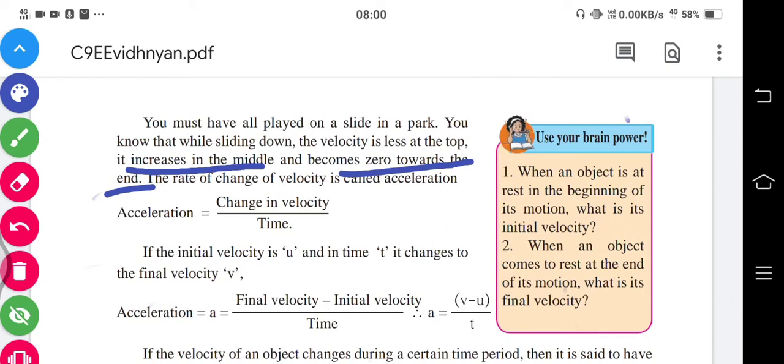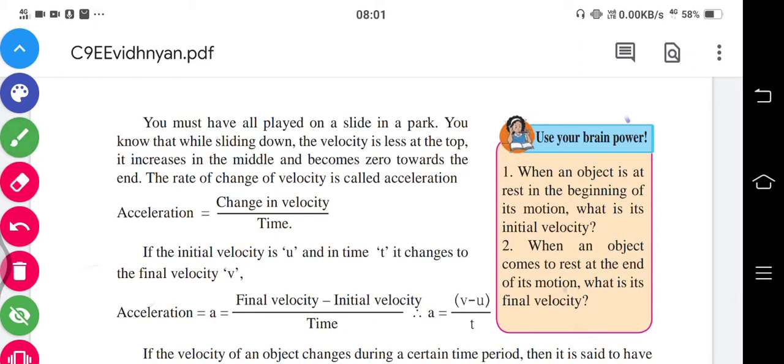Means the rate of change of velocity is called acceleration. Here there is a change in velocity from top to middle and bottom. So the change in velocity with respect to time is nothing but acceleration. Where is the change in velocity in the ball? The change in velocity from top to bottom. So at the top there is less velocity, in the middle high velocity, and at the bottom very little velocity or zero velocity.